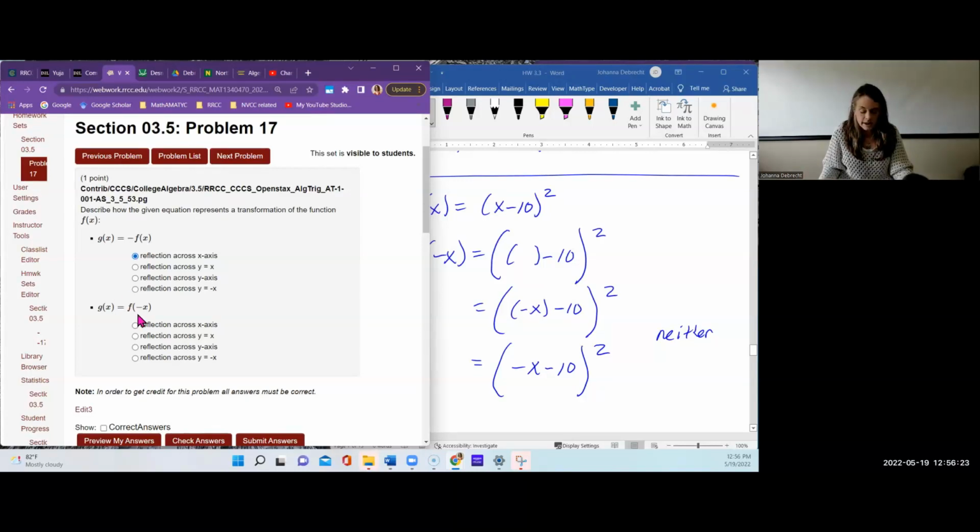Now let's look at f of negative x. The negative is inside the parentheses and multiplied by the x, not added or subtracted. Because it's multiplied, it's going to be a reflection. Because it's inside, it's got to be a horizontal reflection. When we fold sideways, we're folding on the y-axis. So that is a reflection across the y-axis.